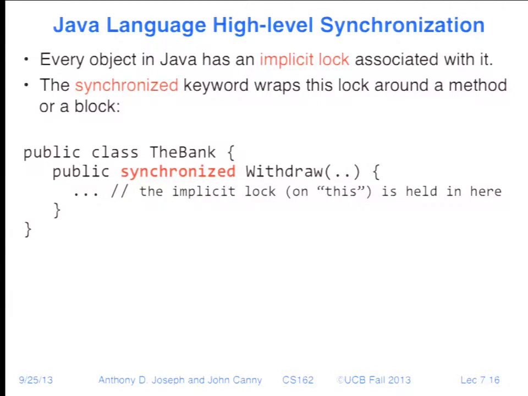So the lock's acquired at the start of the method and it's released at the end. You don't have to worry about naming it, though. It's always the one that's implicitly associated with this.